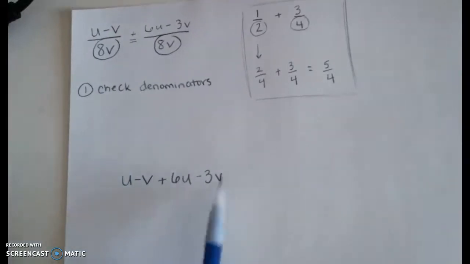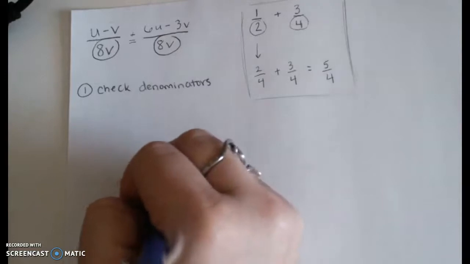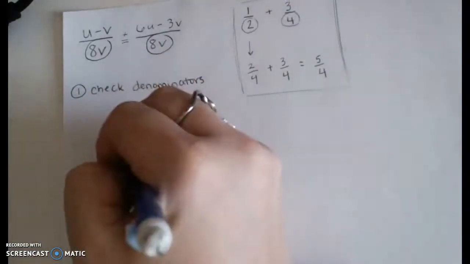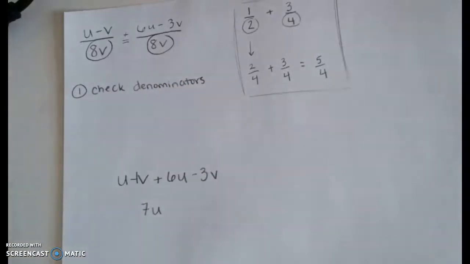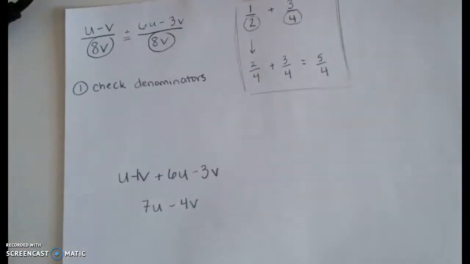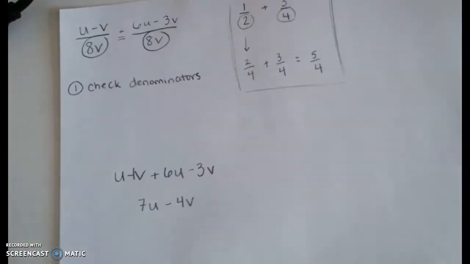So now I can simplify this expression. I can combine my u's. U plus 6u is 7u. And negative 1v, remember that there's an imaginary 1 in front of this. Negative 1v and negative 3v gives me a negative 4v. So that is our numerator that we've just simplified, and we keep our denominator the same.